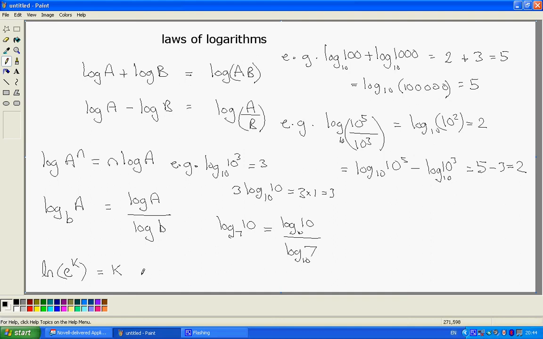Last point here is not really a law or rule, but just a common sticking point. Natural log uses base e, and therefore if we have natural log of e to the power k, we should ask the question, well, which power of e gives us e to the power k? Well, the answer is k, because e to the power k satisfies that definition.